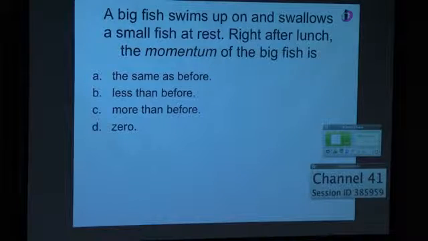Is the small fish considered an external force in this case? It's part of the system. The little fish is part of the system. And actually, after lunch, it's part of the big fish.